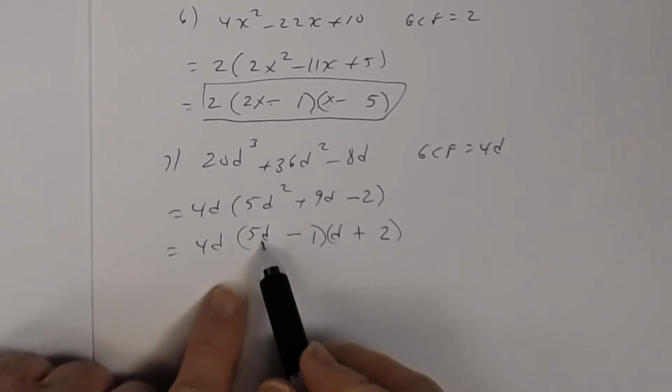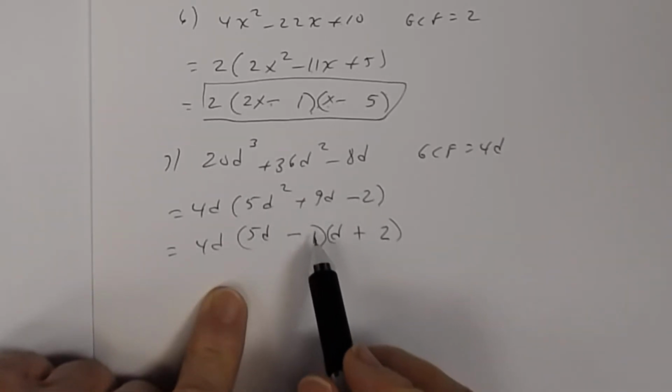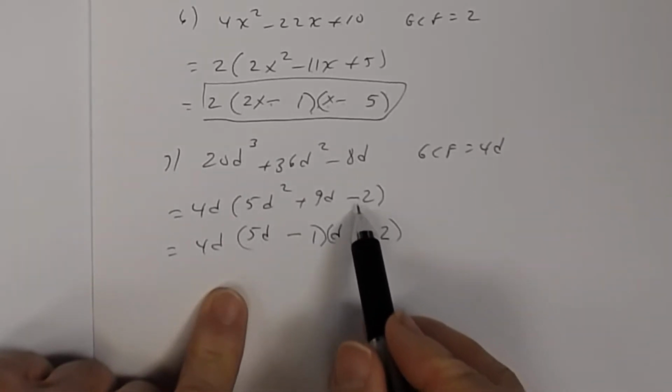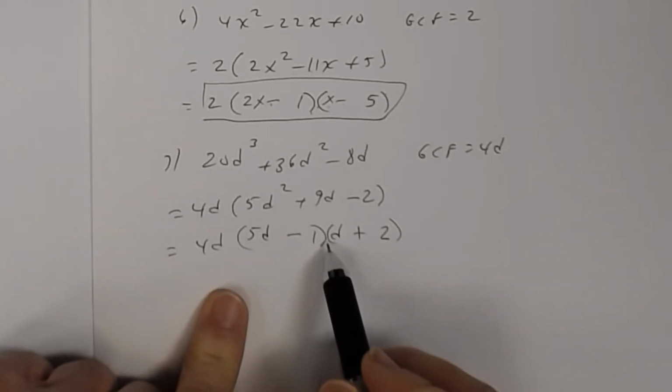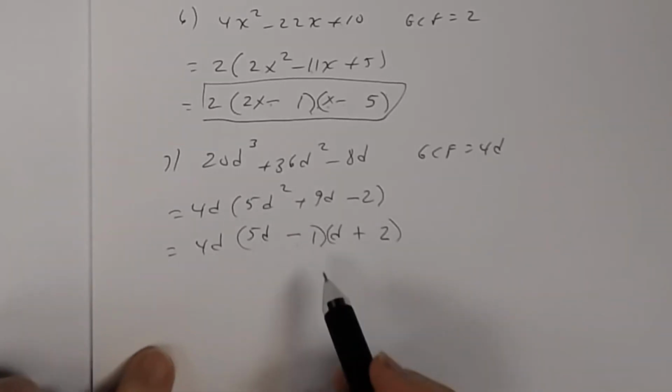So let's check it. 5d times d, 5d squared. A negative 1 times a positive 2, negative 2. The outer is 10d. The inner is negative 1d. When I add them up, I get positive 9d. So there's your answer.